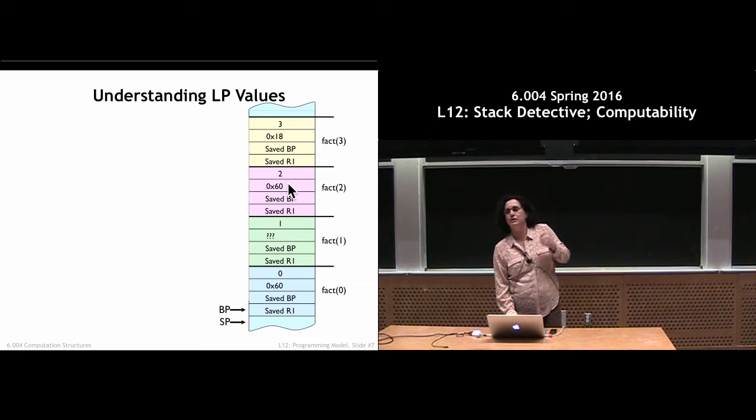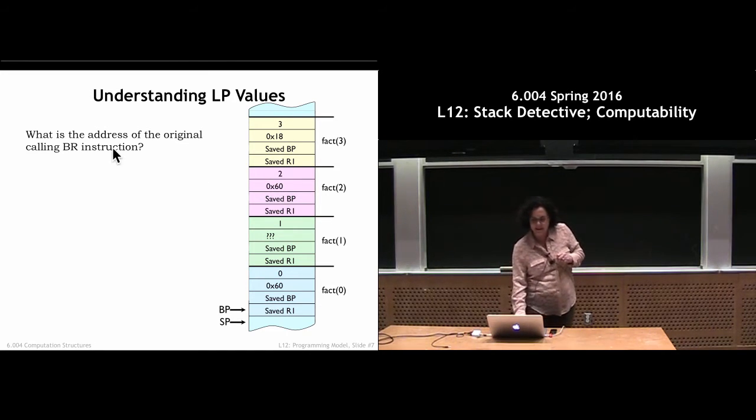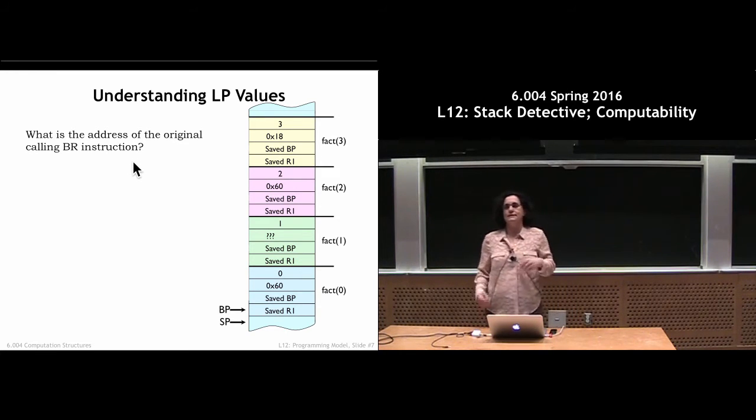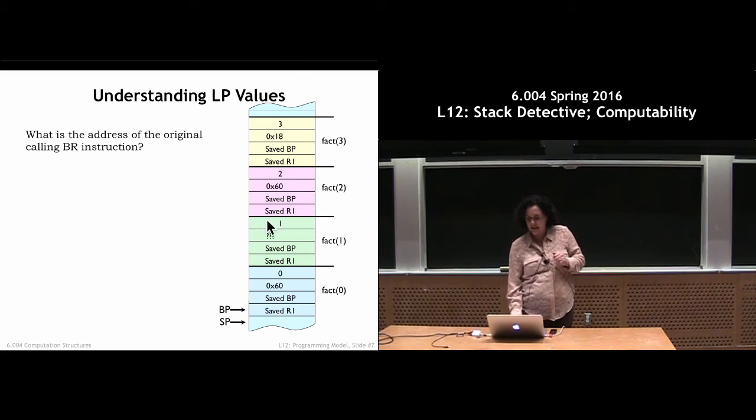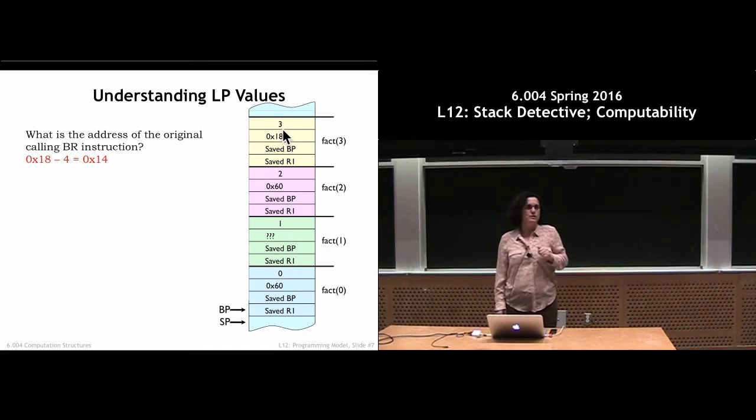0x60 was the return address from within our factorial function. And so what this allows me to answer is, for example, if you were asked the question, what's the address of your original branch instruction? Well, you have enough information on this stack to figure that out. You know that 0x18 is the return address from the original branch instruction, which means that the original branch instruction was one instruction before that, so it was at address 0x14.